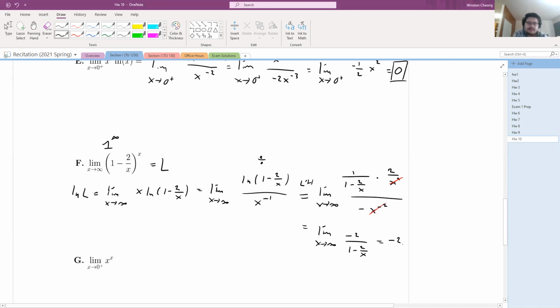But I'm not done yet, because notice what our first statement was in this whole chain of equalities. We have ln of L is equal to negative 2. What we need to do is recover the value of L. We need to get back to the original problem that we're trying to find. The way we do that is we exponentiate both sides. We will end up with L is equal to e to the negative 2. And we can't simplify that anymore, so this is the answer.